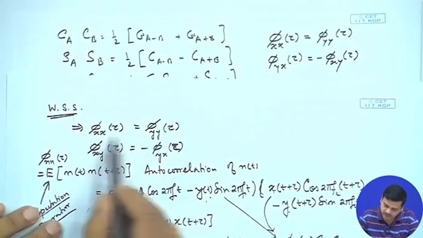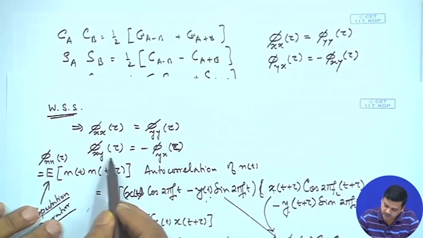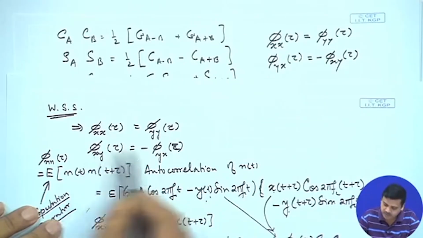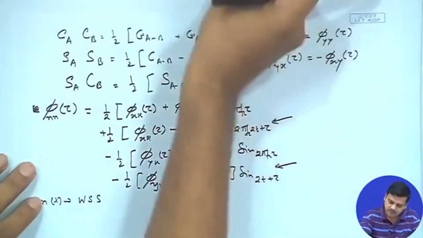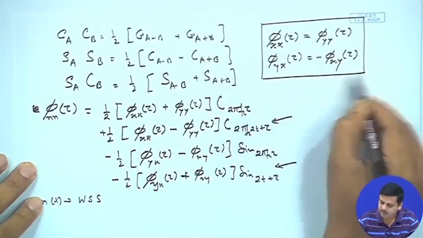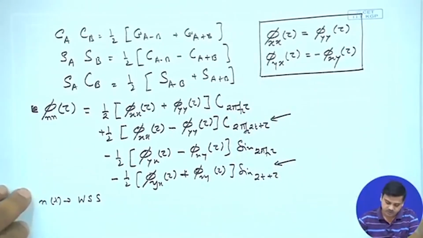So, if you look at this, phi xx of tau equals phi yy of tau, and phi yx of tau is equal to minus phi xy of tau. So, the minus sign goes on either side. This is a very important result that we have for a wide-sense stationary narrowband bandpass process.